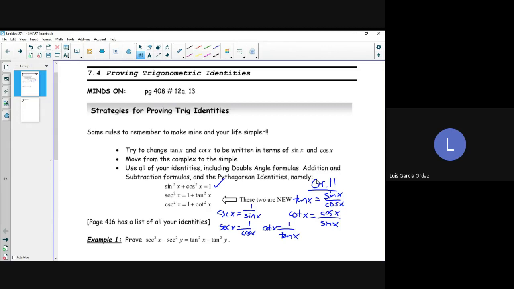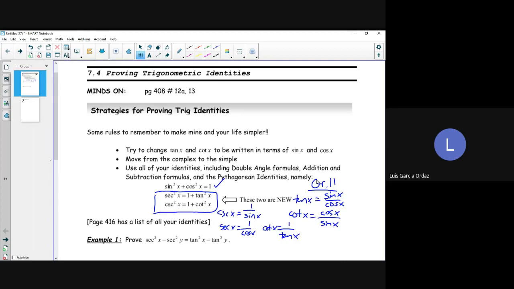Move from the more complicated side and simplify that, because when there's a trig identity, there's always one side that is more complicated than the other. And we want to use all of our identities, including the double angle formulas, the addition and subtraction formulas, and the Pythagorean identities, which we just discussed, which is sine squared x plus cos squared x is equal to 1. Secant squared x is equal to 1 plus tan squared x. And cosecant squared x is equal to 1 plus cotangent squared x. So these last two over here are new from last year. The one above is from last year, and the ones I wrote down are stuff you should have learned last year as well.